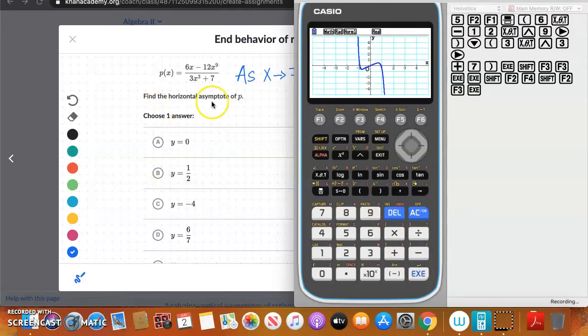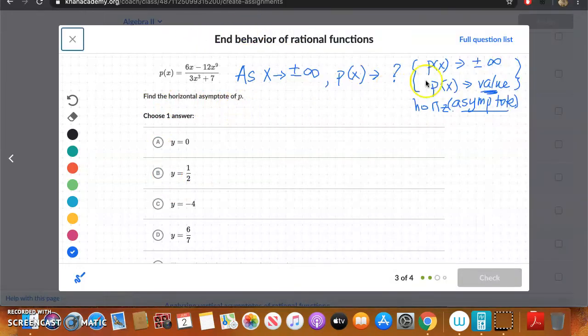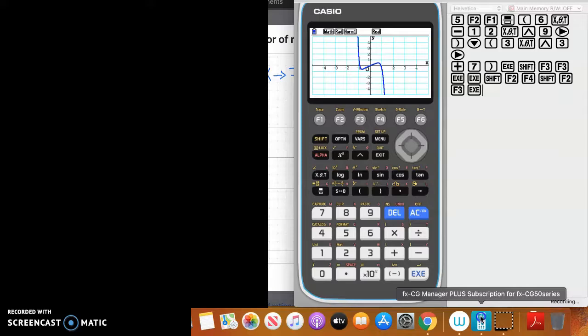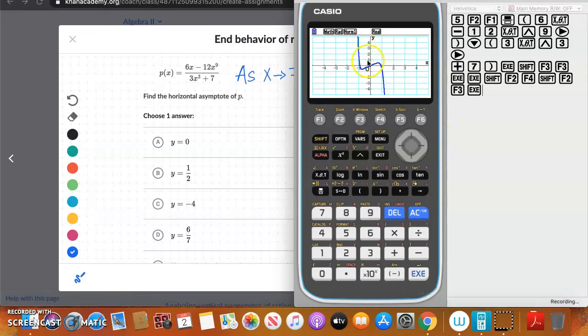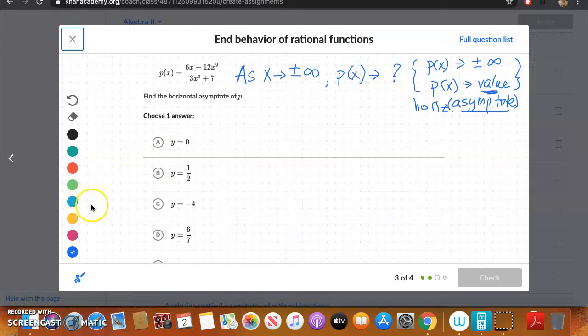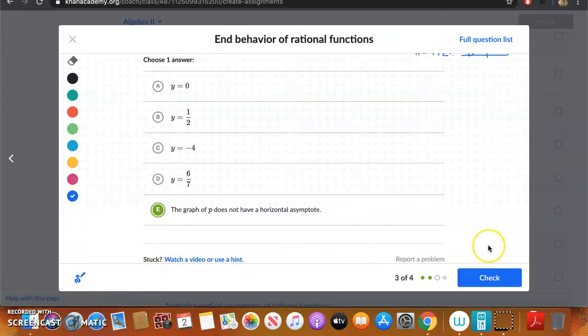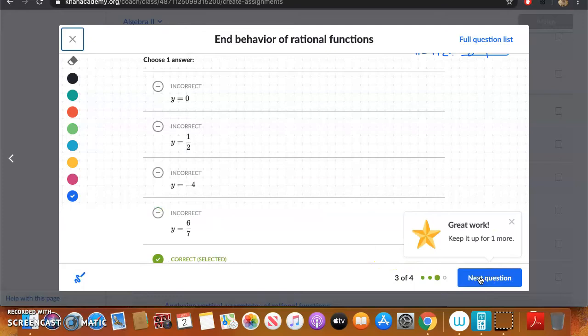So it says find the horizontal asymptote of P. As we discussed, the only way that we're going to have a horizontal asymptote is if the function approaches an exact y value. In this case, it's not. The function is going to positive infinity as we go to the left, and as we go to the right, it approaches negative infinity. So there is no exact one value of y that it's approaching. So in this case, we're going to say the graph does not have a horizontal asymptote. And that is correct.